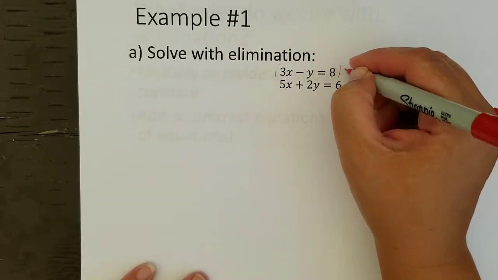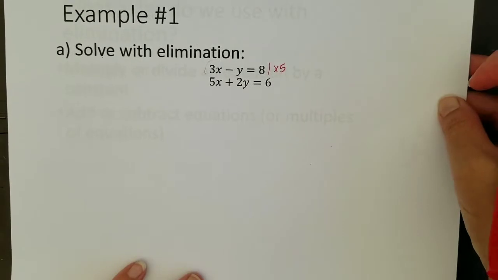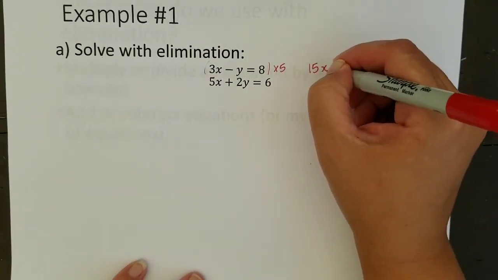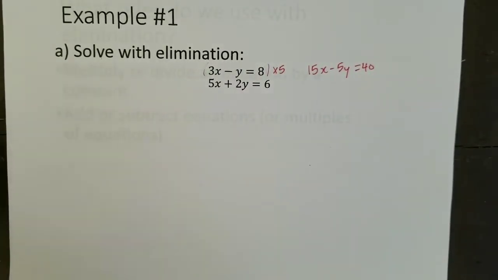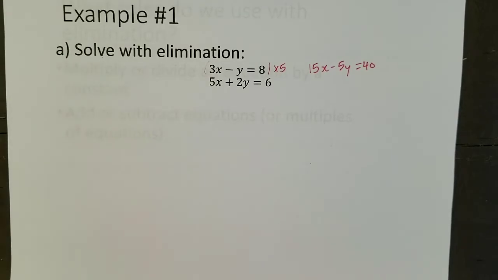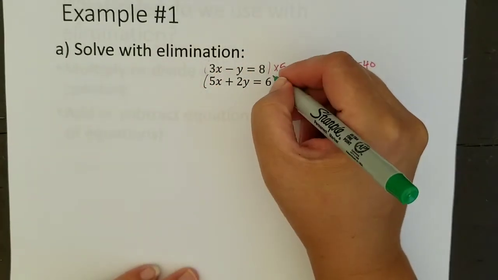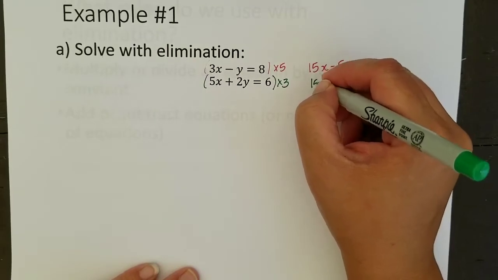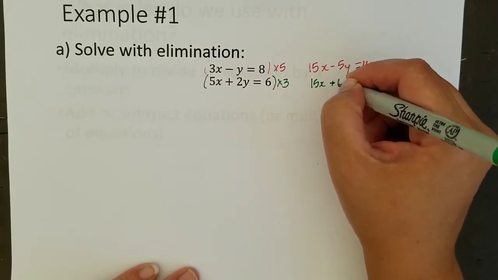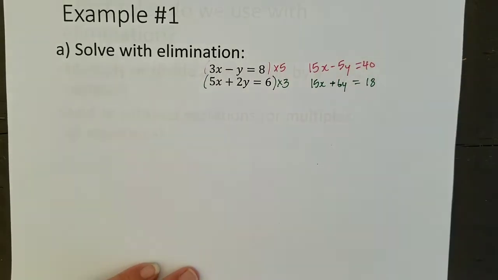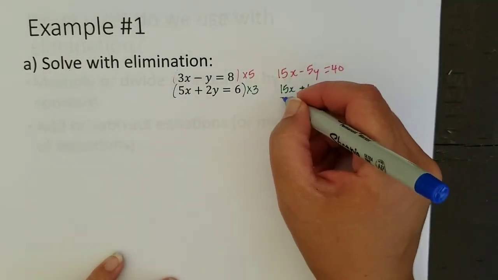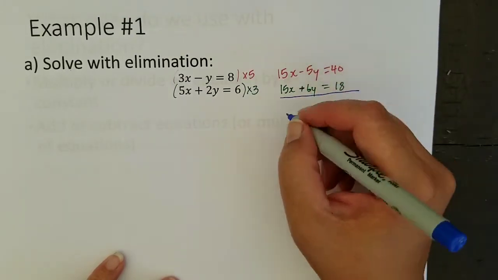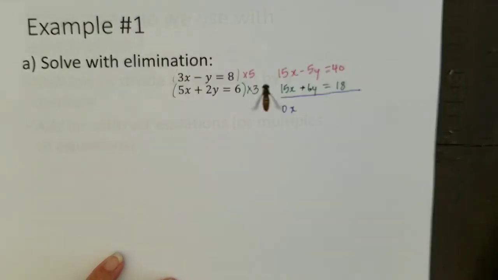Here I'm going to multiply the first equation by 5 to give me 15x minus 5y equals 40. And I'll multiply the second equation by 3 to give me 15x plus 6y equals 18. And then we would subtract down in the columns to eliminate the x's. Again, just grade 10 solving systems. So we have 0 x's, which we don't normally write, but I will to show you the placeholder there.